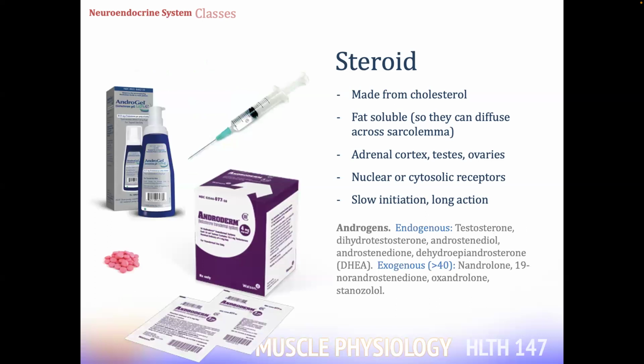In the steroid class is where we see anabolic androgenic steroids, the performance enhancing steroids, both endogenous and exogenous. This is something we'll talk about in the future, but not all steroid hormones are anabolic. So, like testosterone is anabolic, but cortisone is catabolic. Estrogen is both. So, there are lots of kinds of steroids.